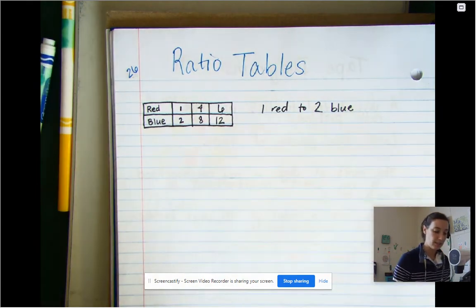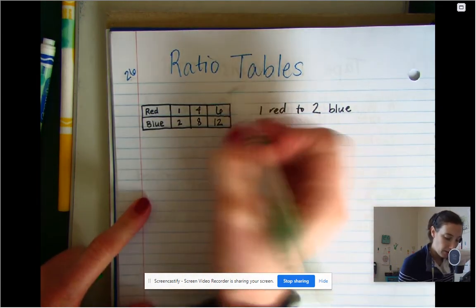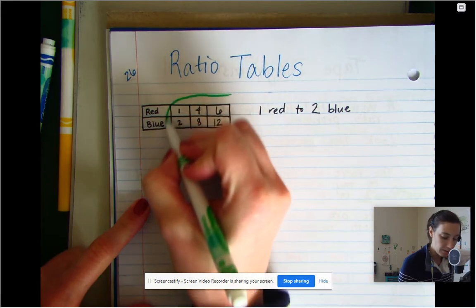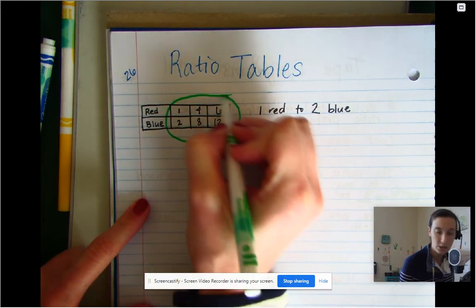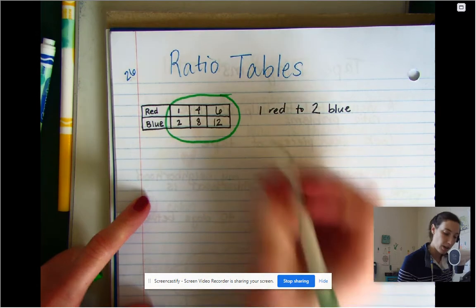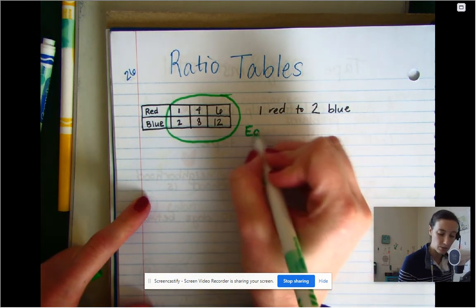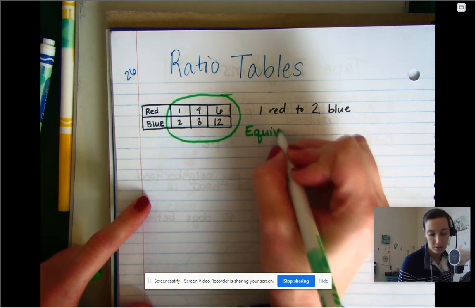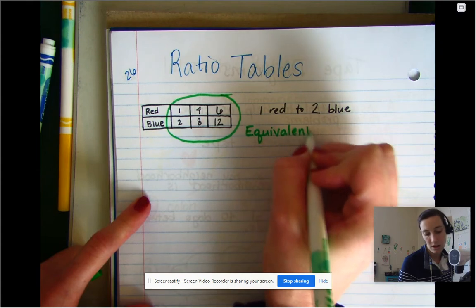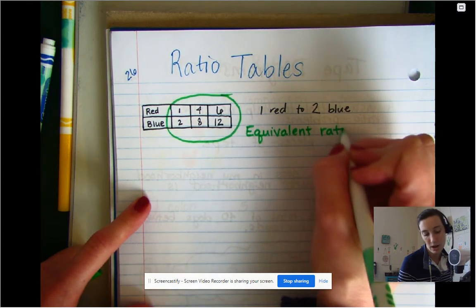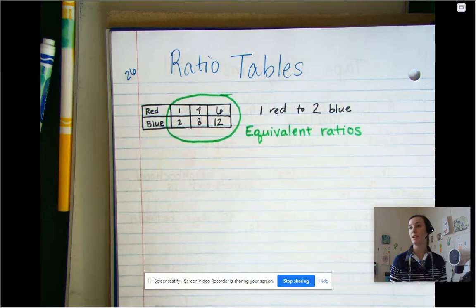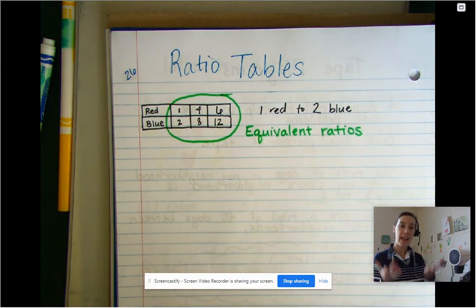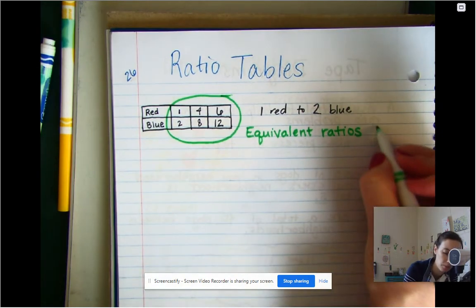All of these are examples of something I just touched on at the end of my last video. They are equivalent ratios. They are different quantities, different amounts, but they have the same relationship.